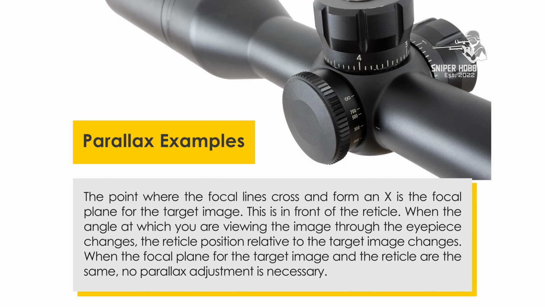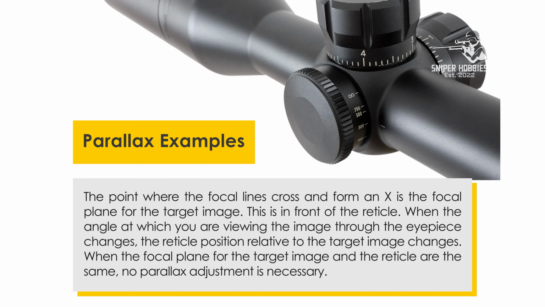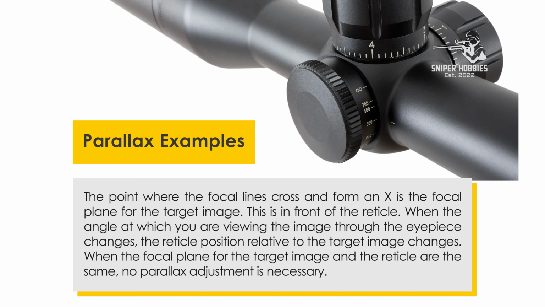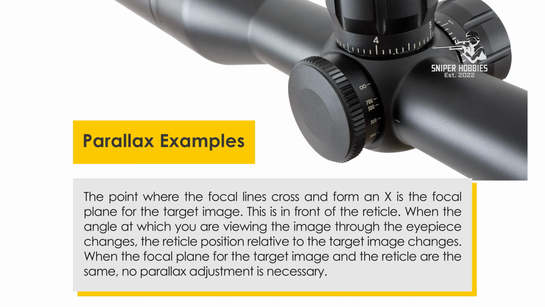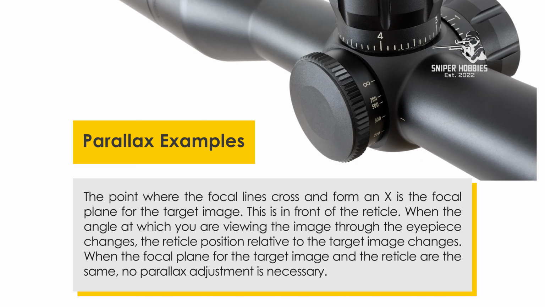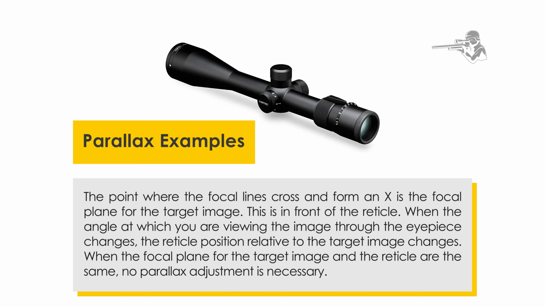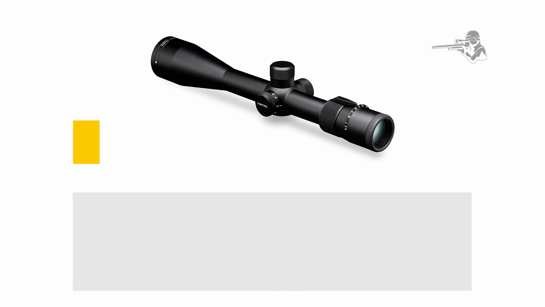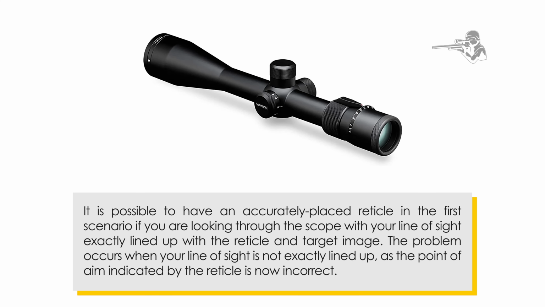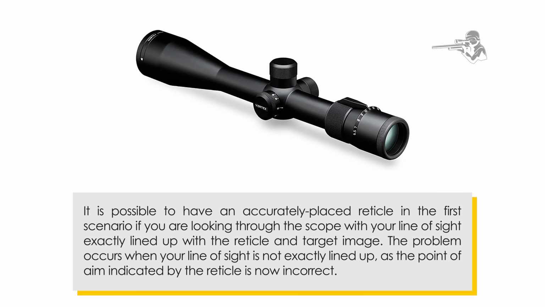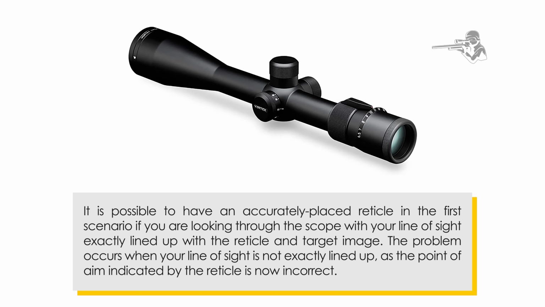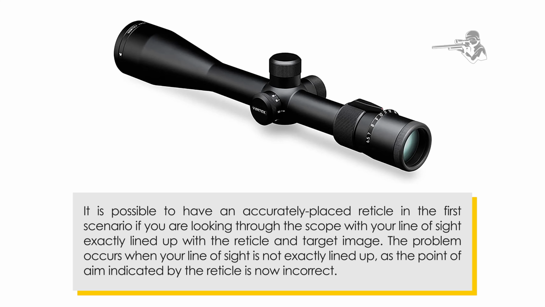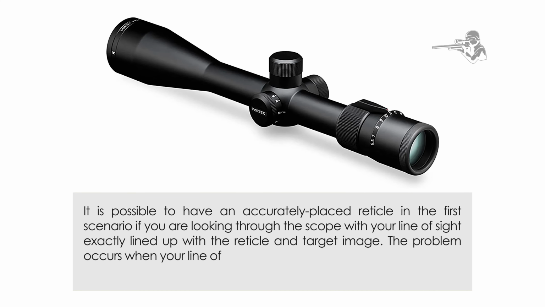Parallax examples. The point where the focal lines cross and form an X is the focal plane for the target image. This is in front of the reticle. When the angle at which you are viewing the image through the eyepiece changes, the reticle position relative to the target image changes. When the focal plane for the target image and the reticle are the same, no parallax adjustment is necessary. It is possible to have an accurately placed reticle in the first scenario if you are looking through the scope with your line of sight exactly lined up with the reticle and target image. The problem occurs when your line of sight is not exactly lined up, as the point of aim indicated by the reticle is now incorrect.